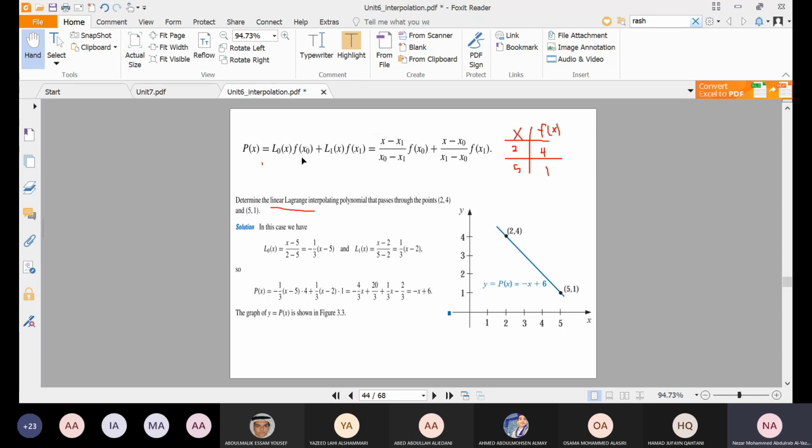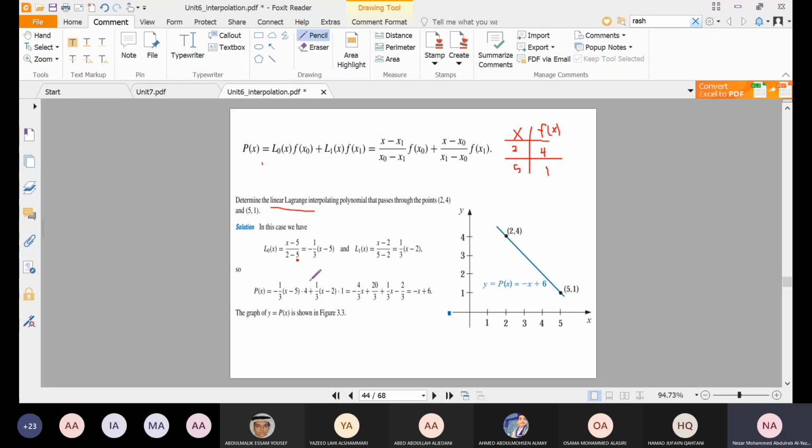Here I have L0, and L0 is equal to x minus x1 over x0 minus x1. So here I have x, the value of x, it's unknown, minus x1, which is 5 in the table, over x0, which is just 2, minus x1, which is 5. We just put this as an equation with x unknown. If I know the value of x, it is easy to substitute it. If I don't know the value of x, we put it in general form.